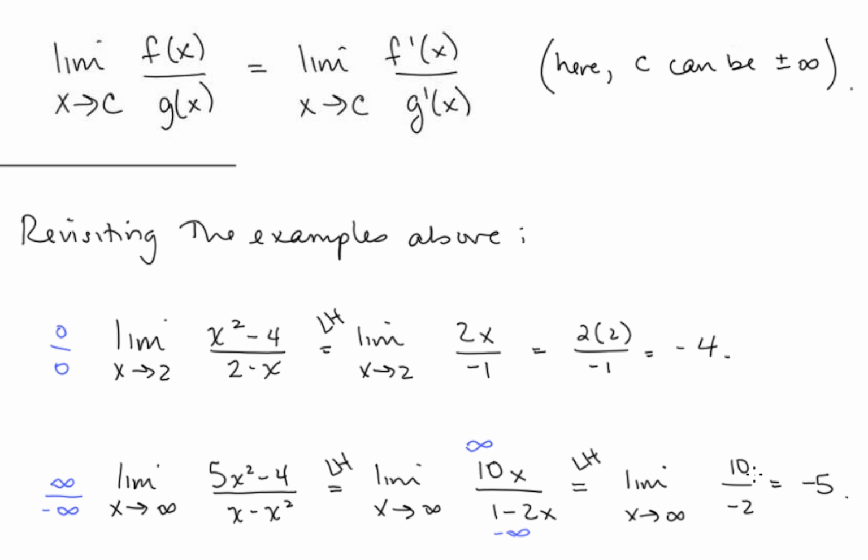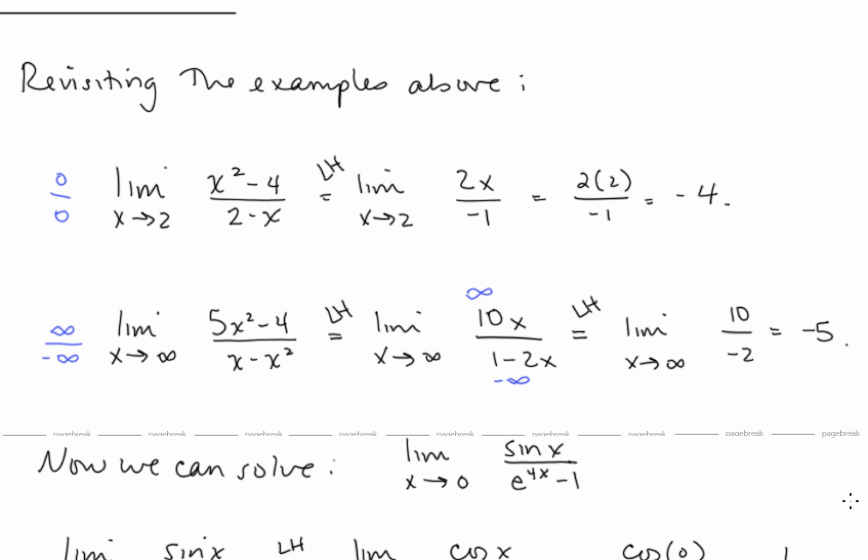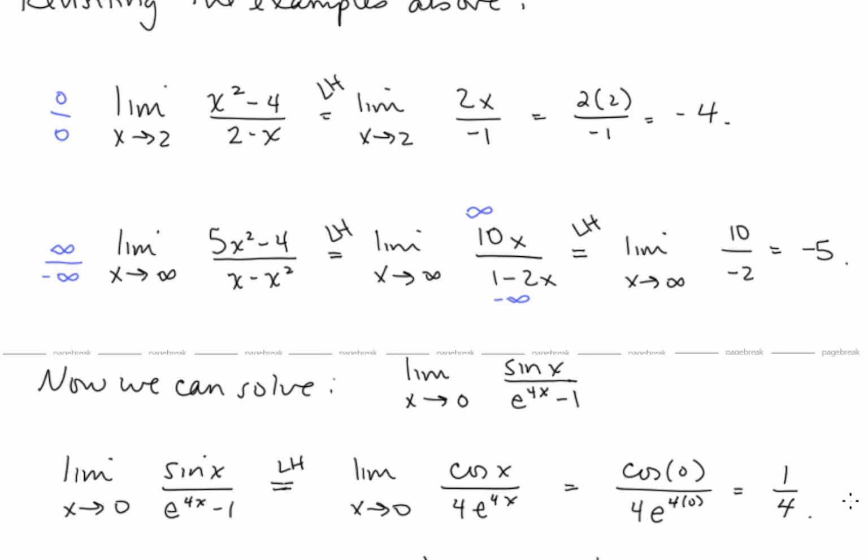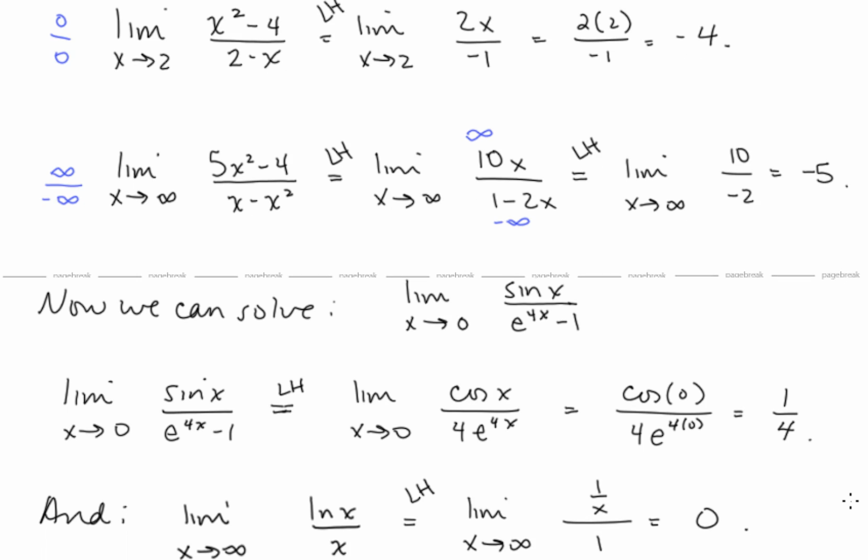The derivative of 10x is 10. The derivative of 1 minus 2x is negative 2. Now this is a negative 5, and so of course the limit as x goes to infinity of negative 5 is still negative 5. And that's the same answer we saw above. But now we can use L'Hopital's rule to solve the problems that we were looking at above that we didn't have tools yet to solve.